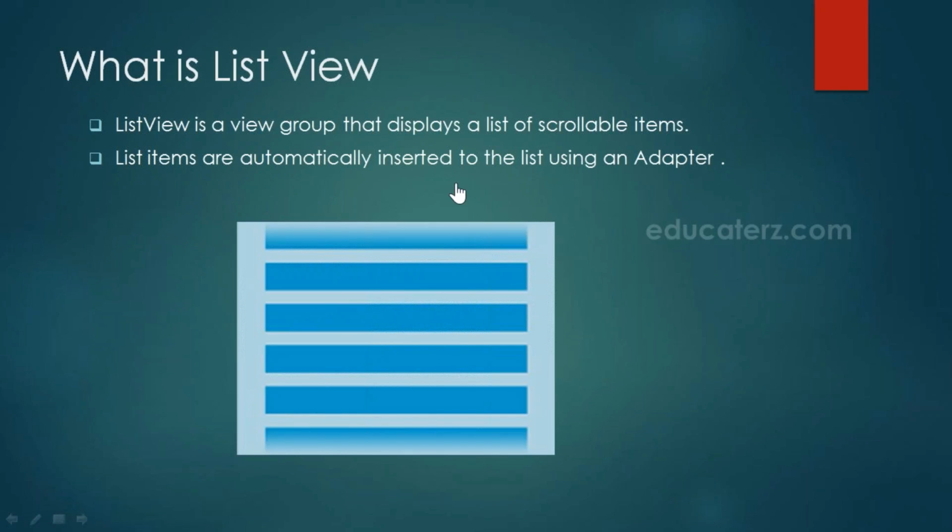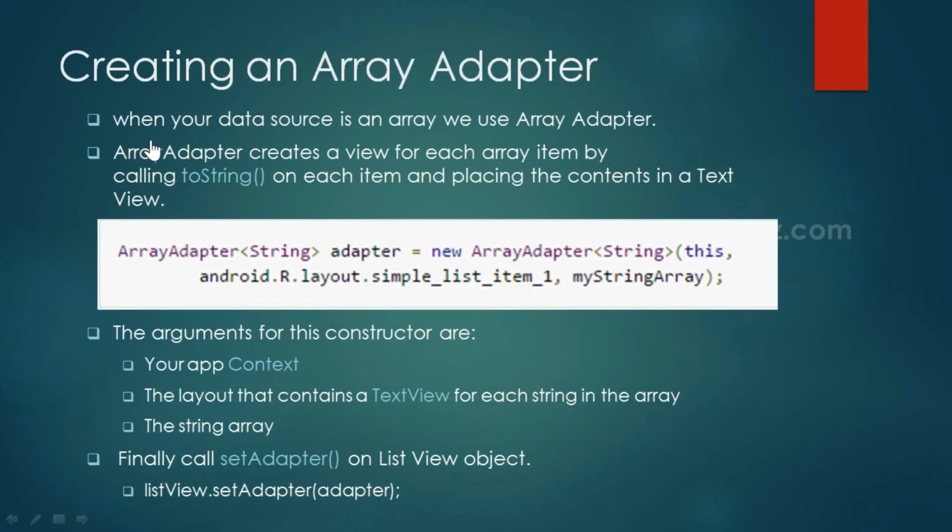So list view is a view group that displays a list of scrollable items, and these items are automatically inserted into the list using the adapter. Now I am going to create a simple array adapter, through which I am going to pass the data to the list view. When your data source is an array, we use an array adapter, which is going to create a view for each array item by calling the toString method on each item and placing the content in your text view.